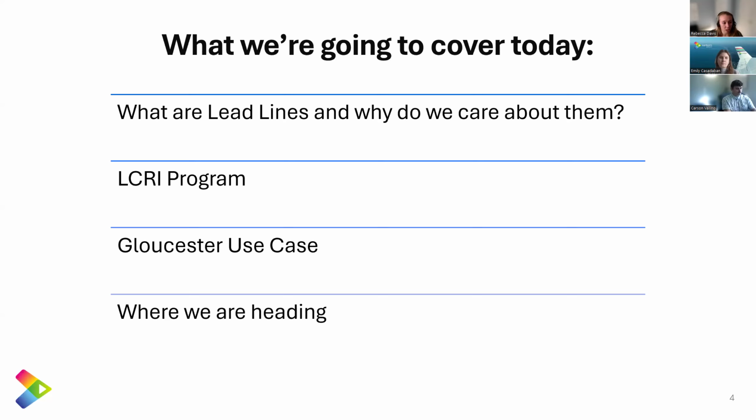All right, next slide, Carson. So what we're going to go over today, we're going to talk about what lead service lines are again, for those that might not be familiar with the first webinar that we put together, and why we care about them. We're going to talk about the LCRI program, the differences from the original program that we had talked about 2 years ago. We're going to talk about our Gloucester use case as an example, and where we're heading next, and where the lead service lines are going.